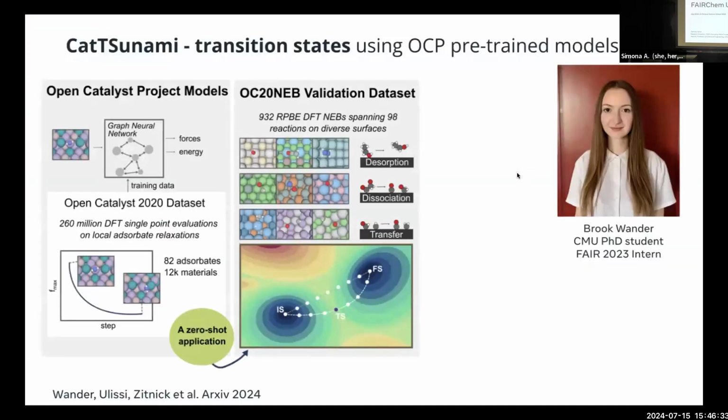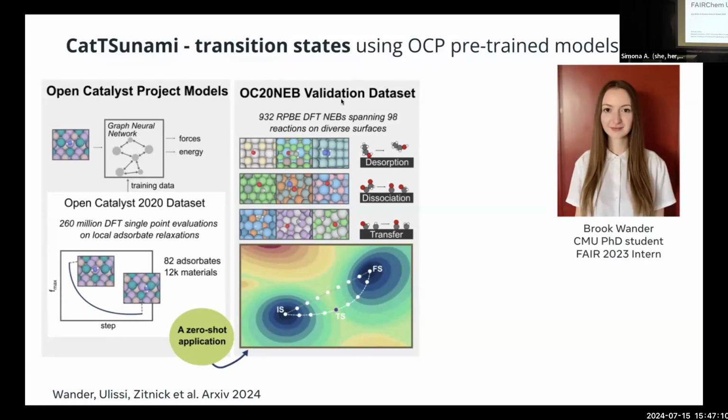Brook Wander is a PhD student at CMU. We put this paper up on arXiv this spring. In a similar vein of trying to be careful before we release a new method online, when her internship last summer at Meta started, we again made an assumption that we were going to need another data set. Our models had only seen these local minima. So we assumed we were going to have to do more transition state calculations to build another training data set, to build another training model that we could then release that other people would be able to use. And so Brook's internship started with making this OC20 NEB validation data set.